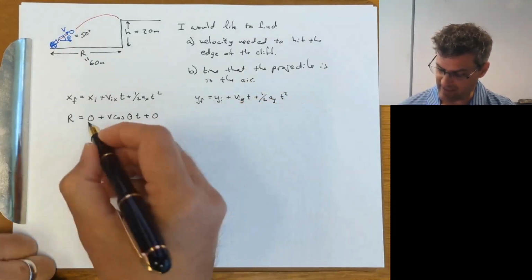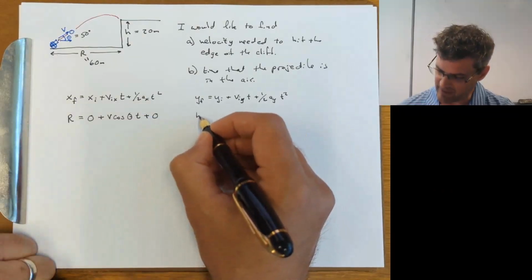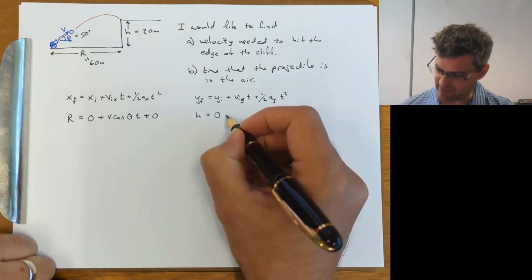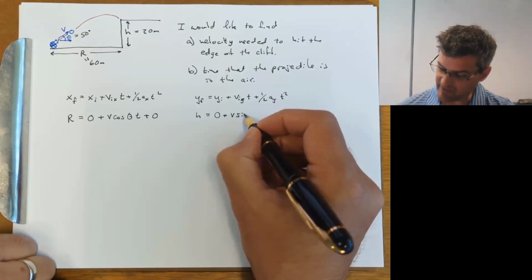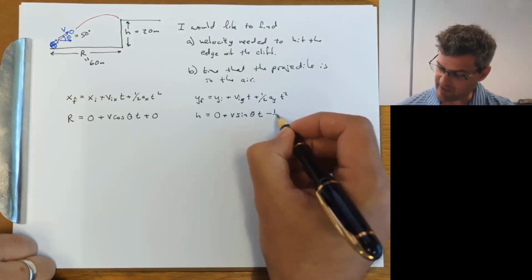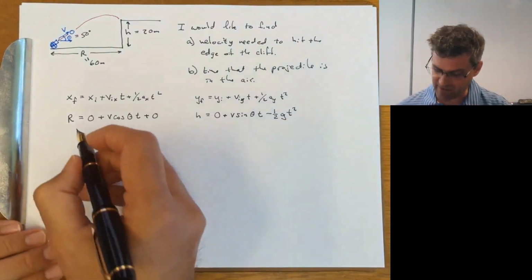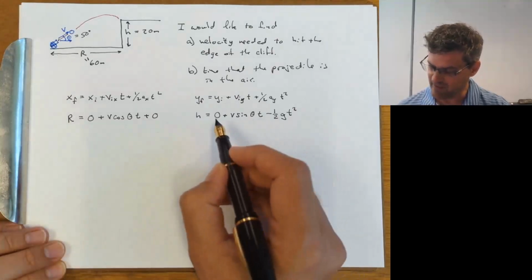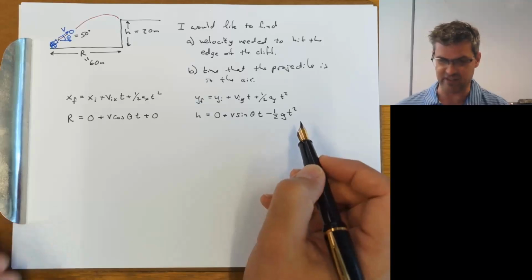Over here, in the time that I have found right here, the height is going to be h. My initial height was 0. My initial y component of velocity was v sine theta, but my acceleration is minus g. So now I have these two equations. R is equal to v cosine theta t, h is equal to v sine theta t minus 1/2 g t squared.